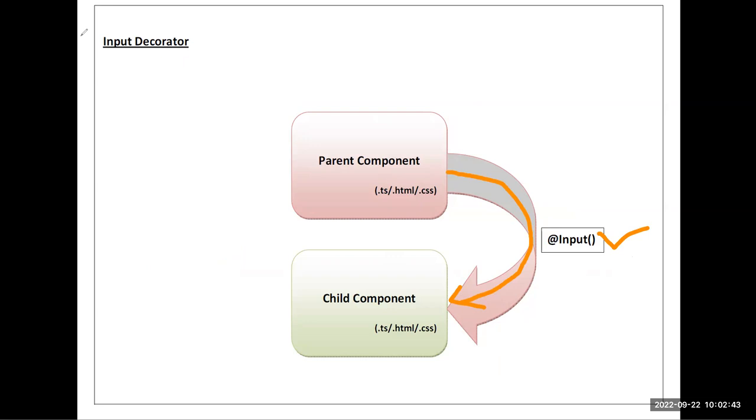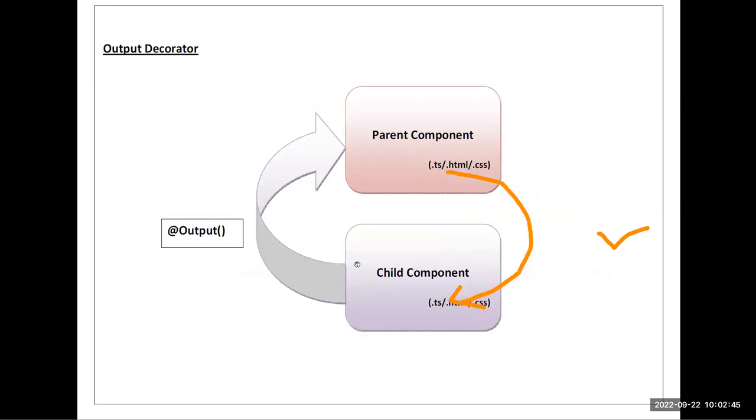And if you want to send data from child to parent, then we use the @Output decorator. The data flow should be child to parent. In that case, we use the output decorator. Again, it is a field-level decorator, meaning it is a property-level decorator.